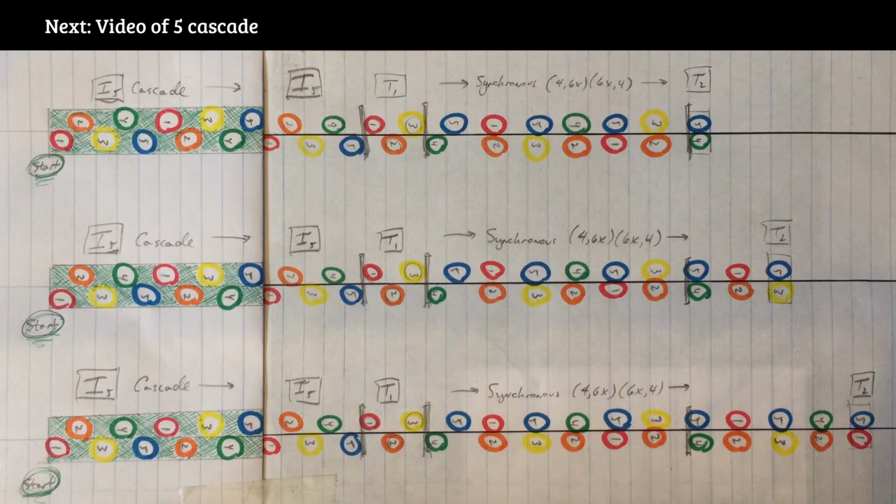If you're not a practicing juggler, here's a video of the 5-ball cascade.